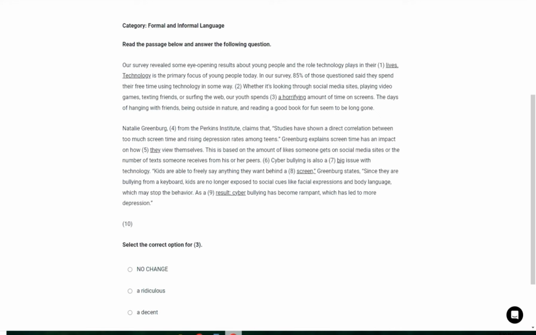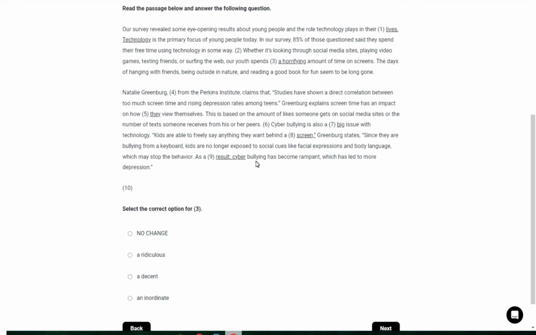Now, number 3. We're looking at this term, a horrifying amount of time on screens. And so when we read this initially, it seems like an inappropriate adjective because it's kind of looking at it through a weird kind of lens. And so it's asking, okay, is horrifying the right word that matches this adjective that can explain the amount of time? And so I'll give you a few seconds to pick what you think would be the best option for this specific question.